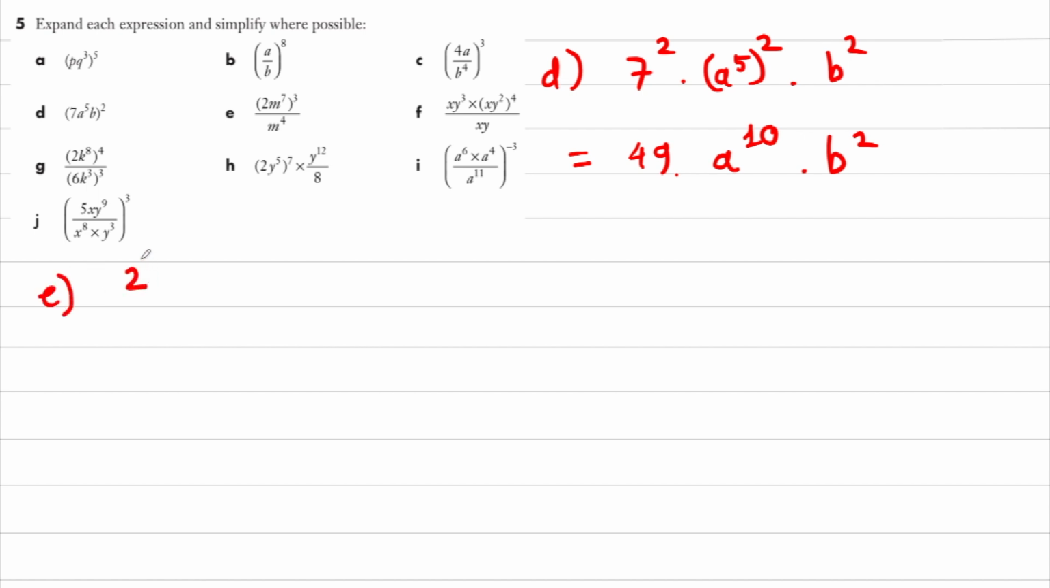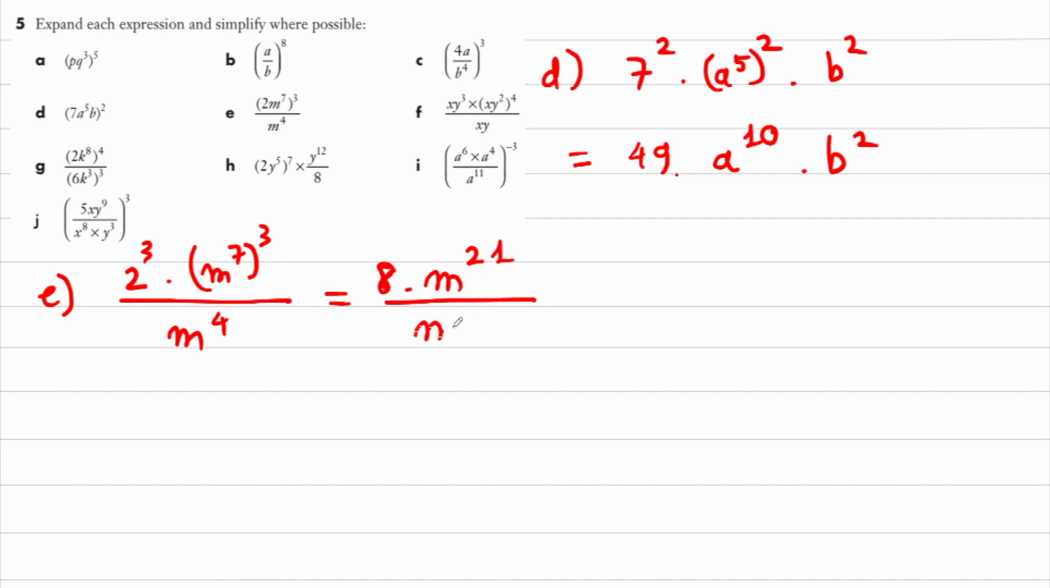Question E, 2 cubed is the first base number. The second base number is m to the power of 7. So cube outside one more time. Here is 8, because 2 to the power of 3 equals 8. And now you have m to the power of 21 over m to the power of 4. For this one, you can simplify it because we have the same base number.